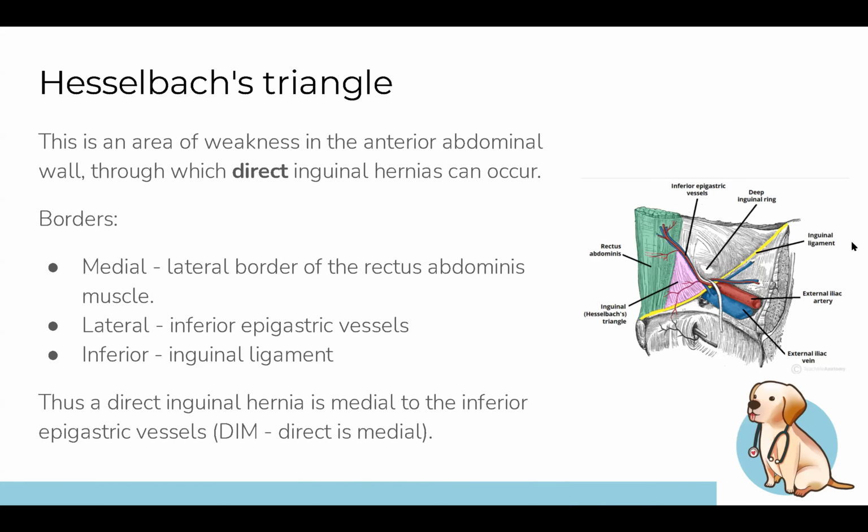So in a direct inguinal hernia, we call it direct because it goes straight through, directly through Hesselbach's triangle. And why this is a thing is because Hesselbach's triangle is an area of weakness in the anterior abdominal wall. So it's pretty easy for intestine to just herniate straight through it. Now, you can see I've written here DIM, direct is medial. So all I mean by that is that a direct hernia is going to be more medial to the inferior epigastric vessels, whereas an indirect will be lateral. Okay, that's essentially all you need to know about that. And how you remember it is DIM, direct is medial. That will really make your life a lot easier.